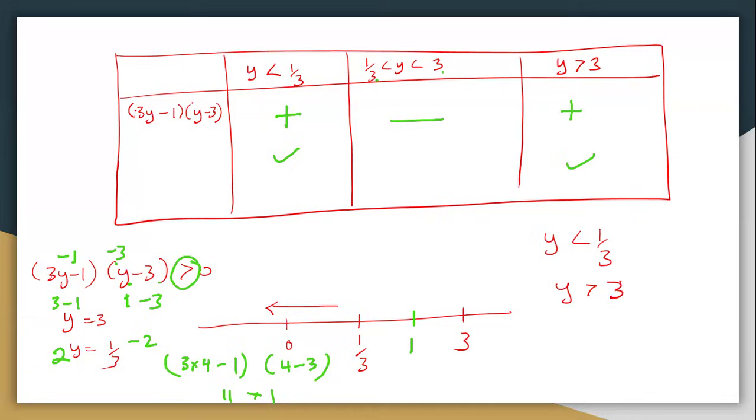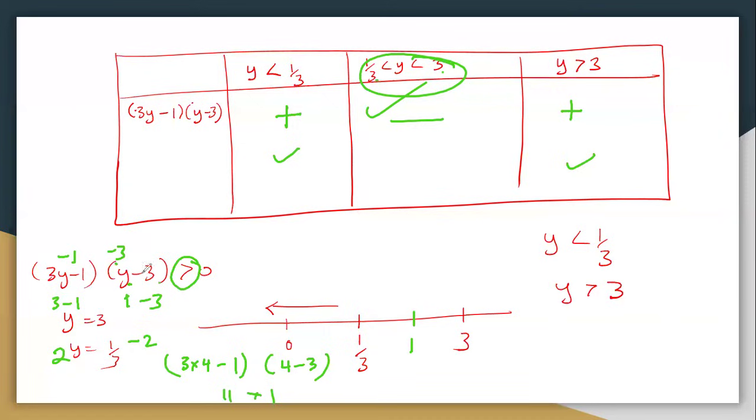Now, if they ask you the region where your curve doesn't lie, then you just say this is the region that doesn't satisfy. You take that. Members, is it fine? If you want to, you break.